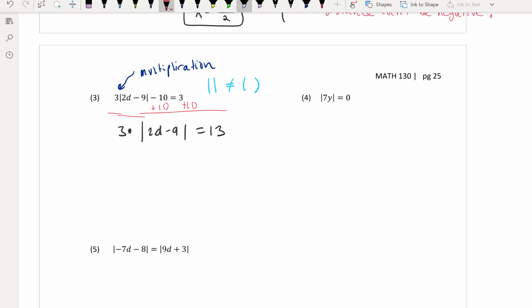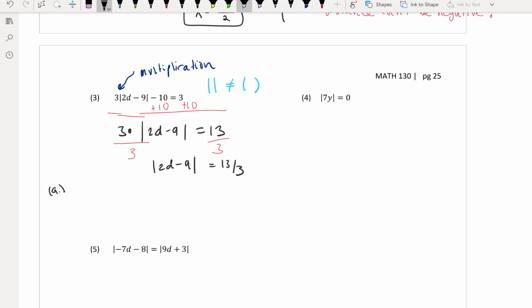So what you're going to have to do is, since it's multiplication, the opposite of multiplication is divide. You're going to have to divide by 3. So now you'd have the absolute value of 2d minus 9 is equal to 13 divided by 3. Okay? So then from here, now that the absolute value is isolated, now you can split it up into its parts.